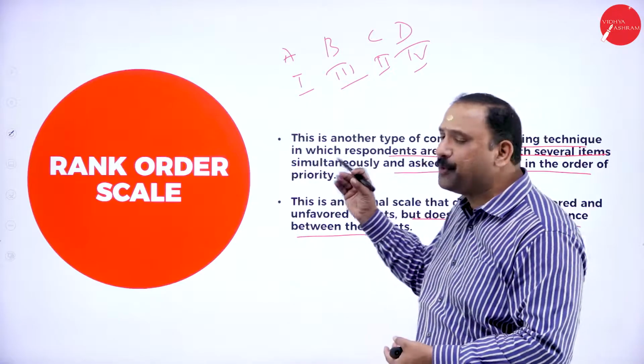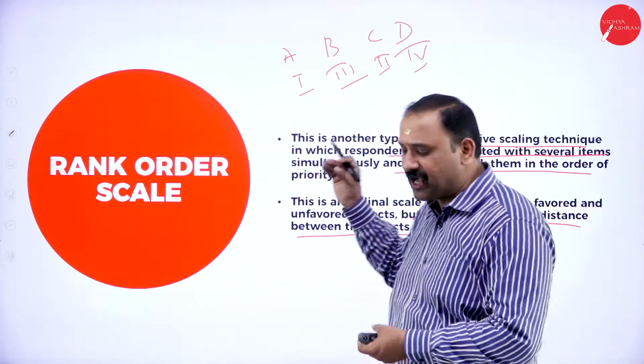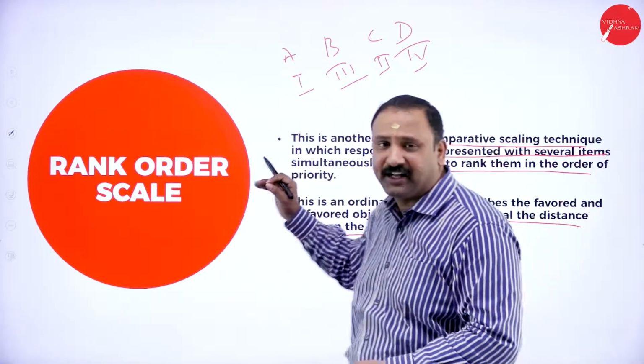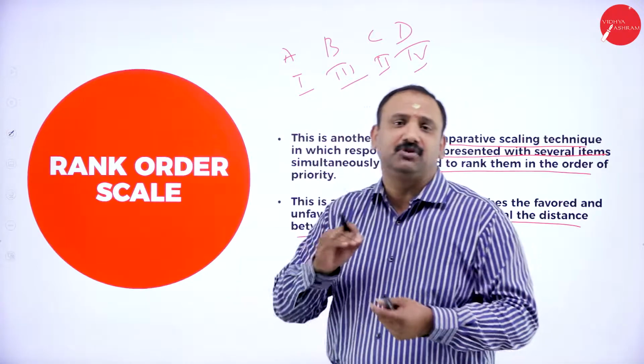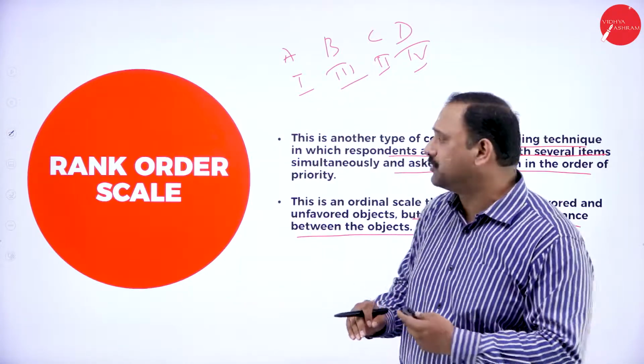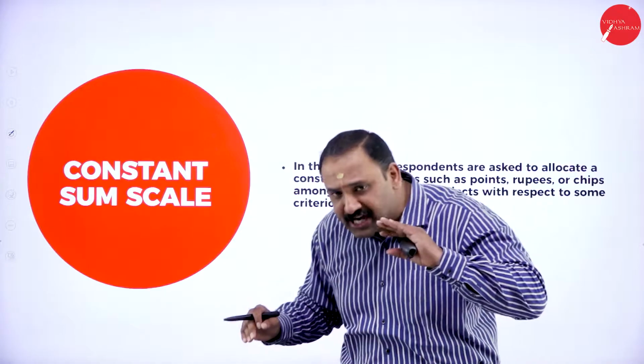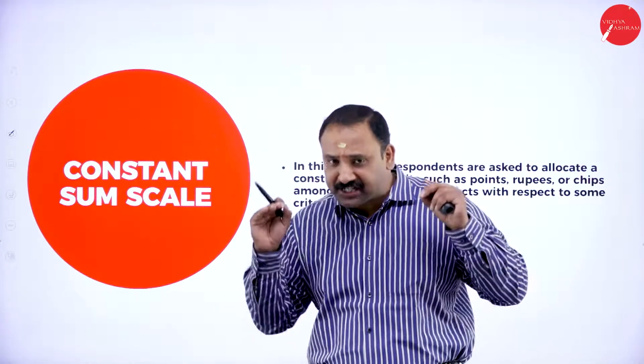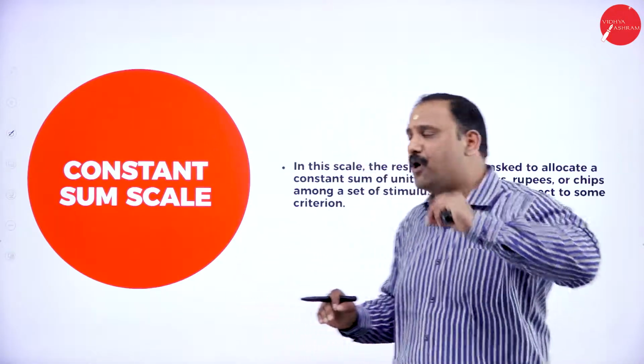So that's exactly where the rank order scaling comes into the picture, and it is a very, very powerful tool in terms of comparing in statistical research. Next, the constant sum scale. Now the constant sum scale is a very important tool.